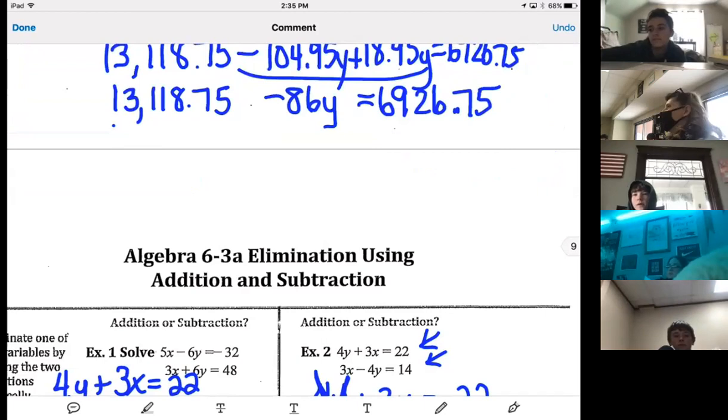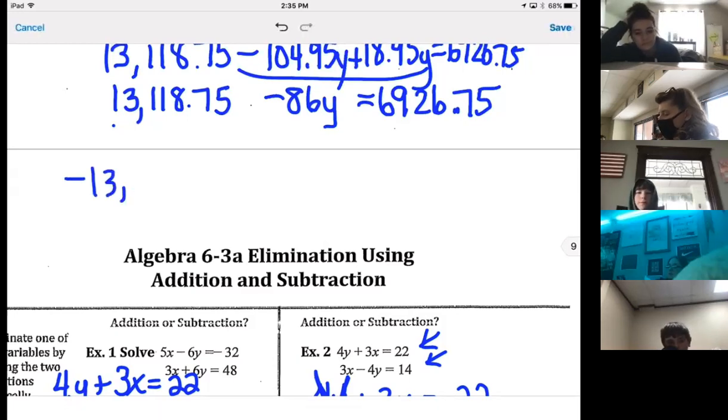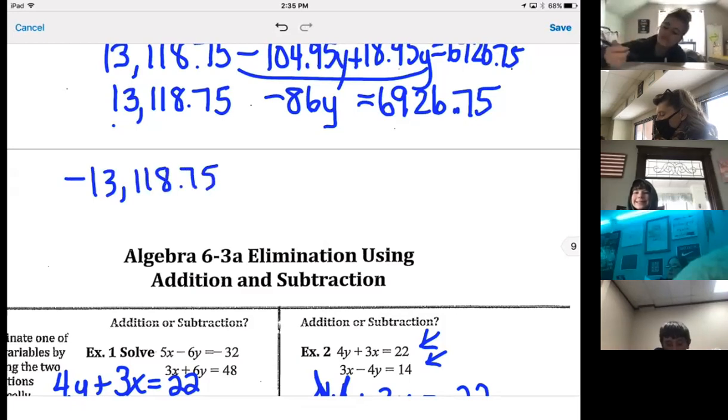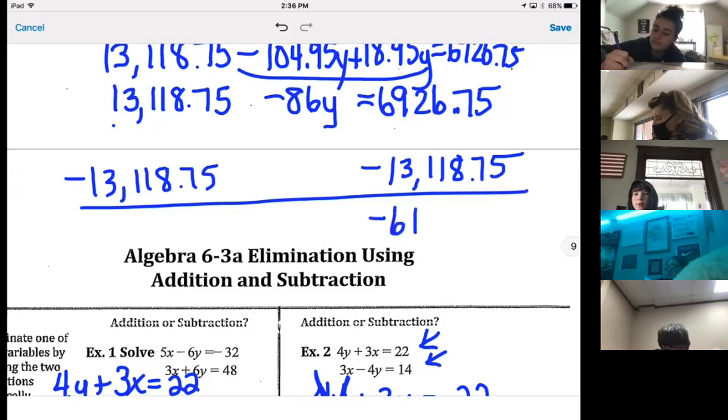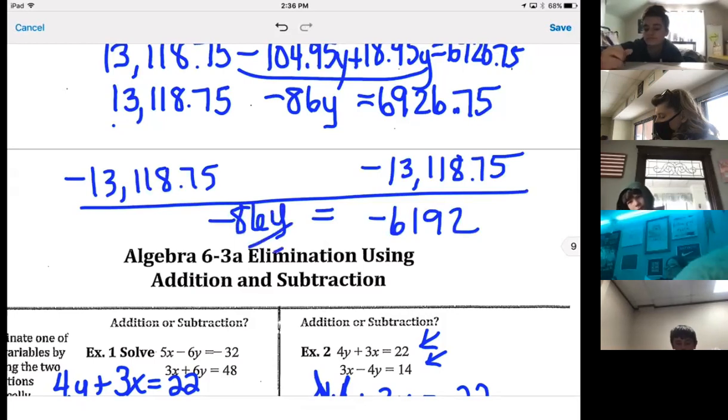Okay, good news. I figured out how, you can see it and it stays. All right, so you guys, we have to subtract $13,118.75 from both sides. So now I have to take 6,926.75 and subtract 13,118.75. And it gives me negative 6,192. Divide by negative 86.